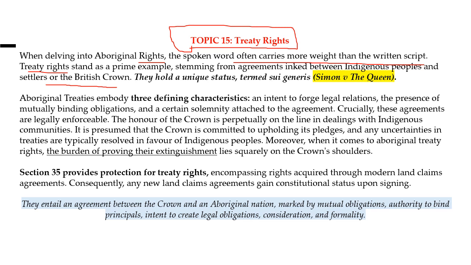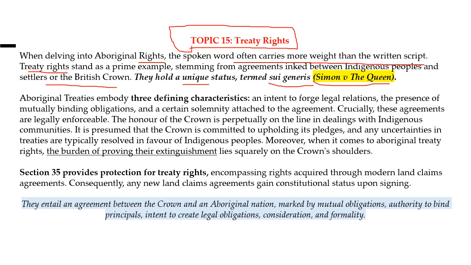They hold a unique status termed sui generis. Sui generis means something which is unique in nature. This was held in Simon versus the Queen. In this case, it was held that these treaty rights hold a unique status.